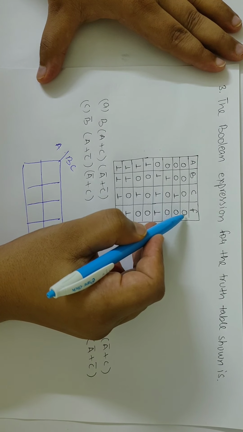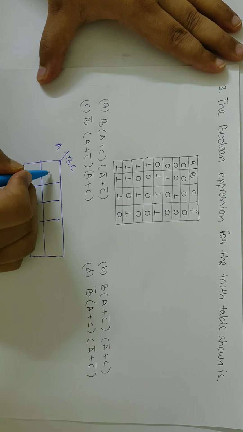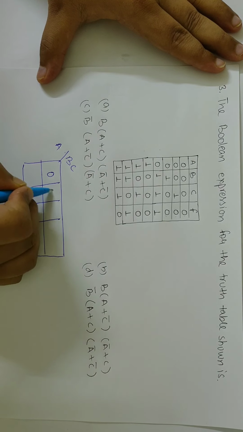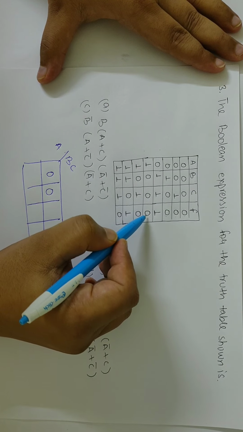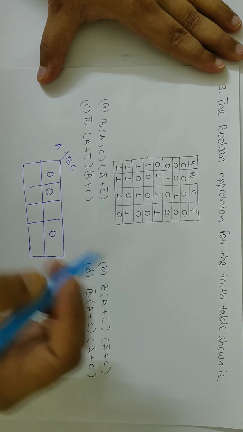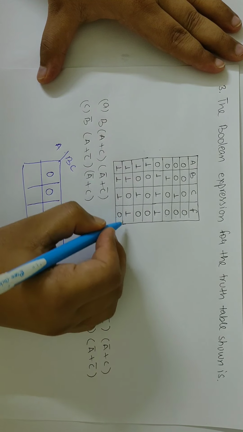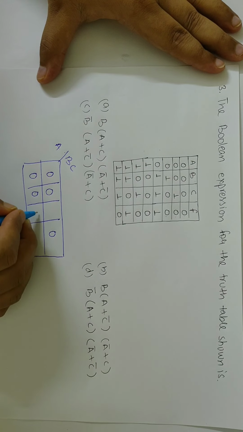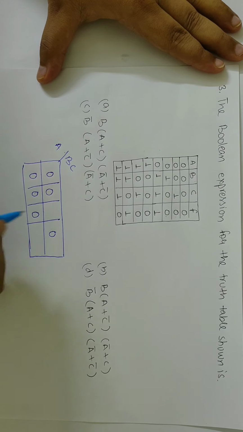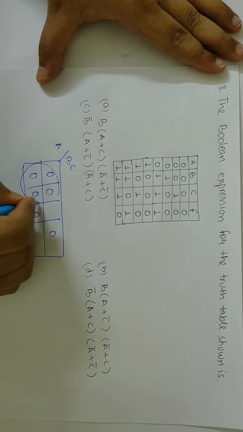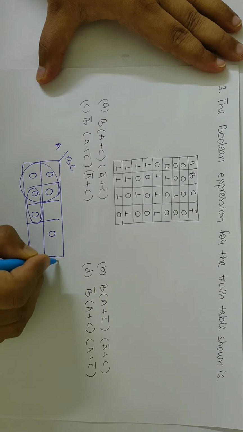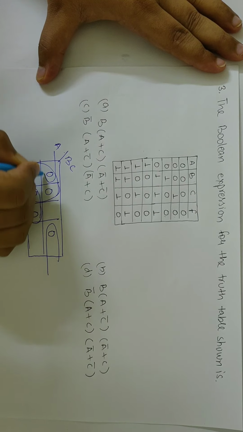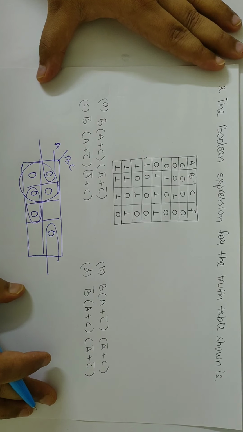Now 0 is in 0 1 2, 3 is 1, 4 5 and 6, 4 5 and 7, sorry, 4 5 and 7. Now let's make a grouping of this. This could be one grouping, this could be another grouping, and this could be another grouping.